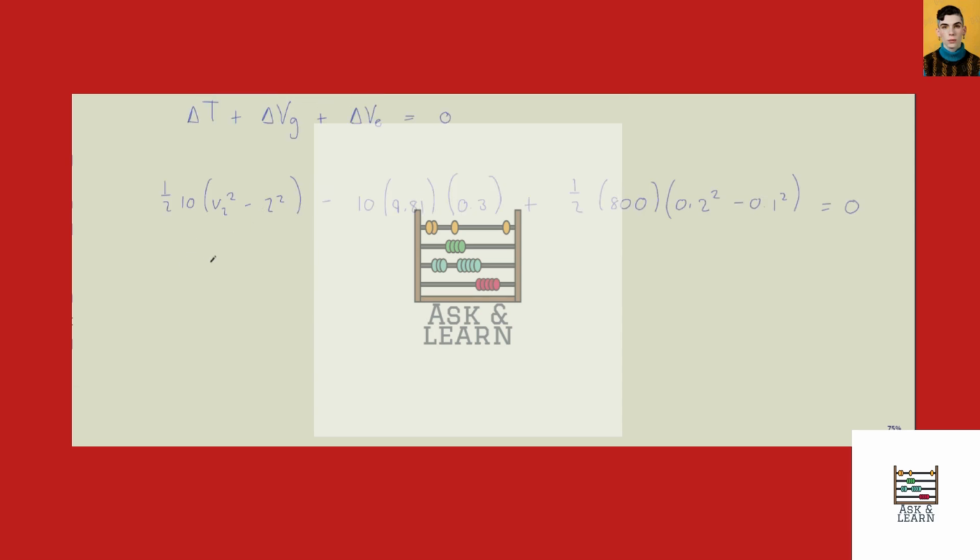So we end up with 5 v2 squared must be equal to 20 plus 29.43 minus 24. And so solving for v2, we get the velocity of the collar as it passes point B, v2, to be 2.26 meters per second.